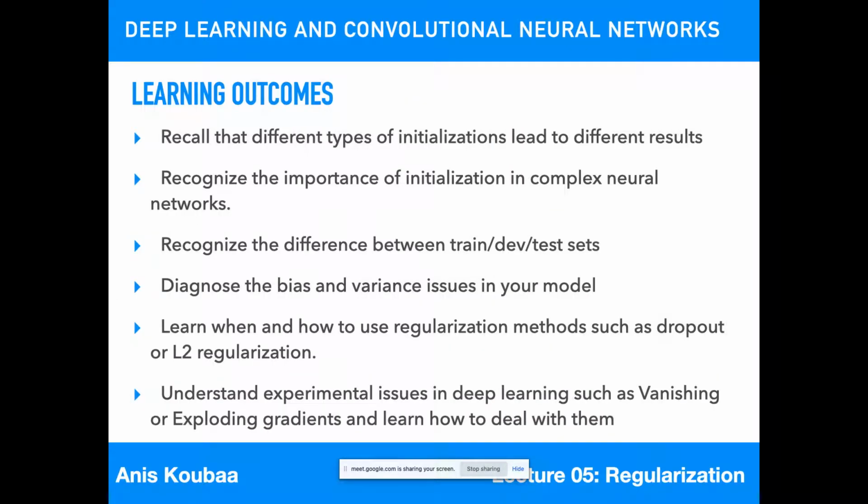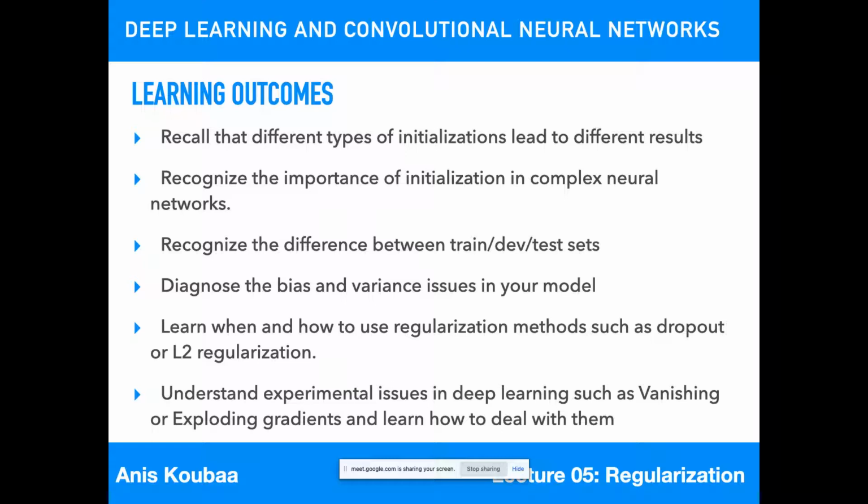So the learning outcome of this lecture is as follows. First, we will recall the different types of initialization, that lead to different results. You will recognize the importance of initialization in complex neural networks. You will recognize the difference between train, dev, and test dataset. We have talked about this before, and we're going to reintroduce this concept again because it is important when you train a neural network model.